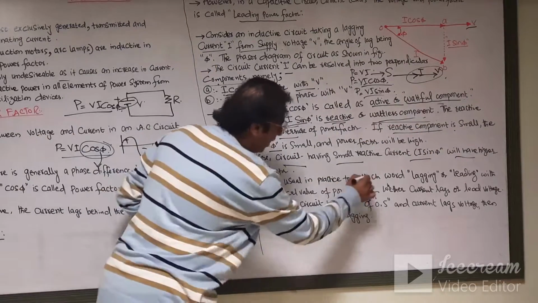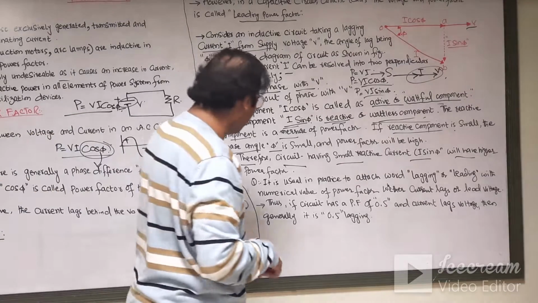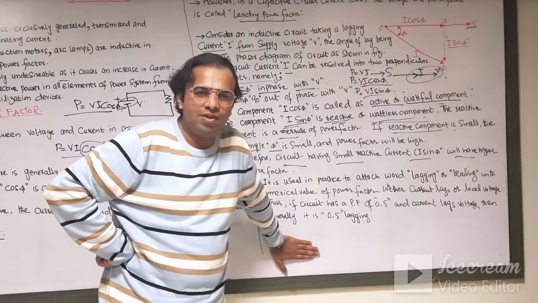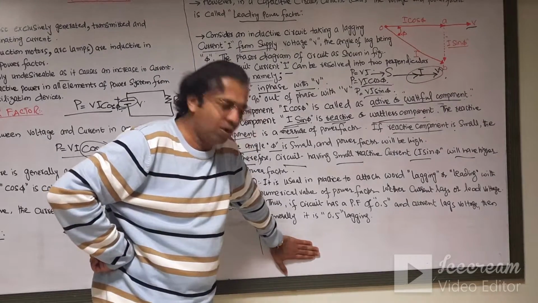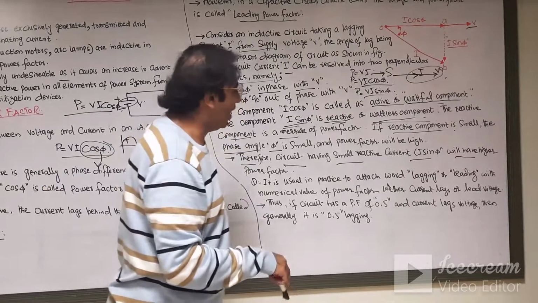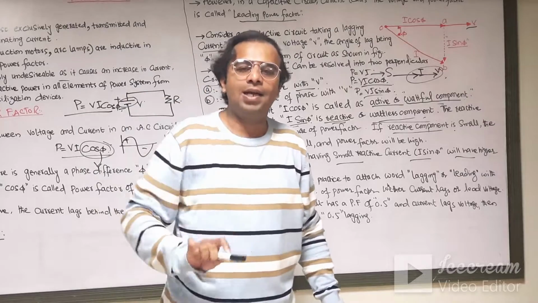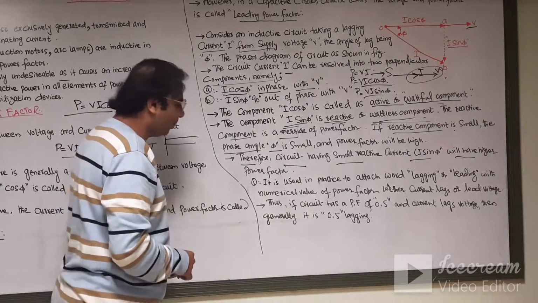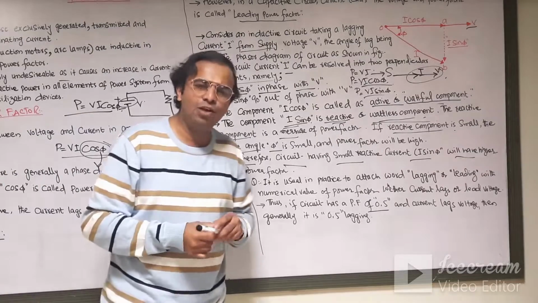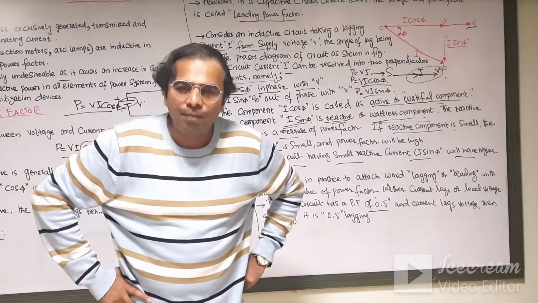Now it is usual in practice to attach the words lagging and leading to the numerical value of the power factor in electrical power systems, the term leading power factor or lagging power factor. So whenever the current lags behind the voltage, or the voltage leads the current, at an angle of 90 degrees, and the power factor is 0.5 in numerical value, it will be called 0.5 lagging power factor.